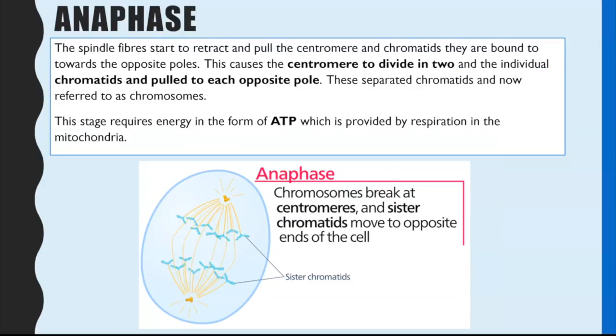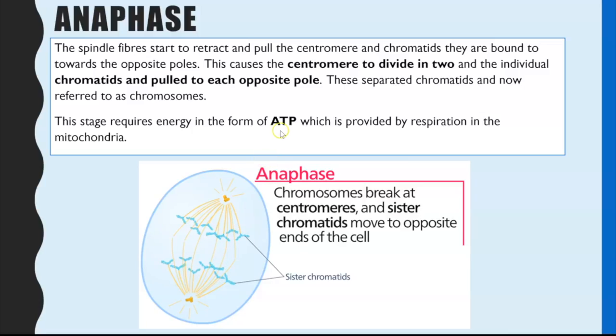Anaphase, this is where we start to see the spindle fibres retract back into the centrioles. And that movement backwards is going to be putting some tension on the centromere, where they're attached, until the centromere will actually break and divide. And because of that, the chromatids get pulled to opposite poles. And that's what you see happening in anaphase. So you have these chromatids on both sides going to either pole.